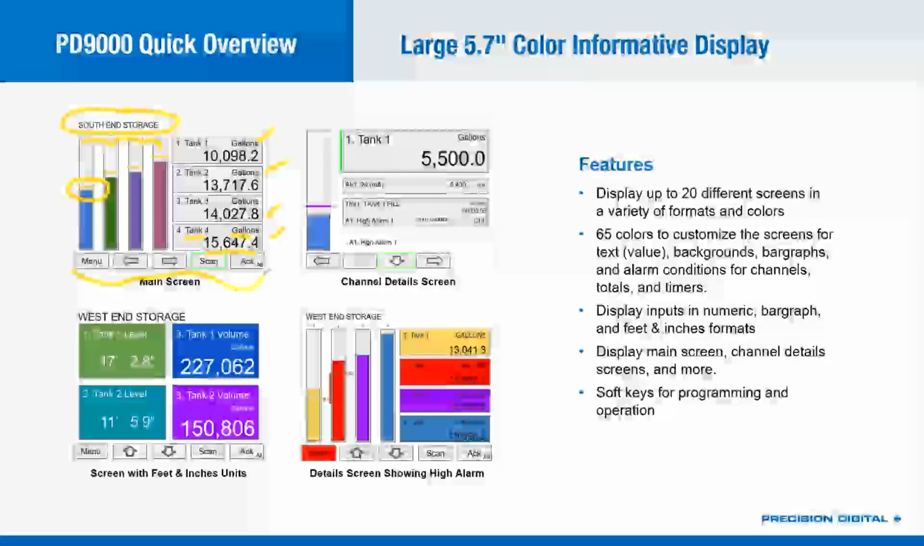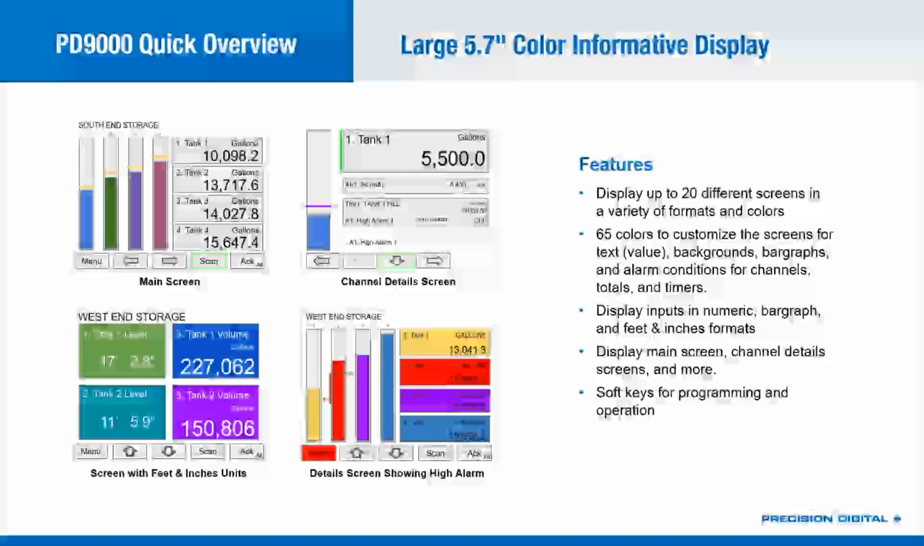Programmable soft keys at the bottom can be programmed to be whatever's applicable for that screen. So in this case, we've got navigating left and right to go through different screens. You can turn the automatic screen scanning on or off if you want to leave it at one screen and not have it automatically cycle away. And we have the ability to acknowledge our relays.